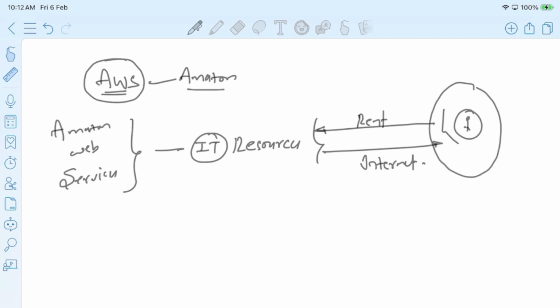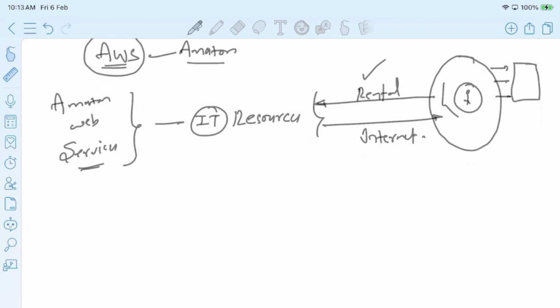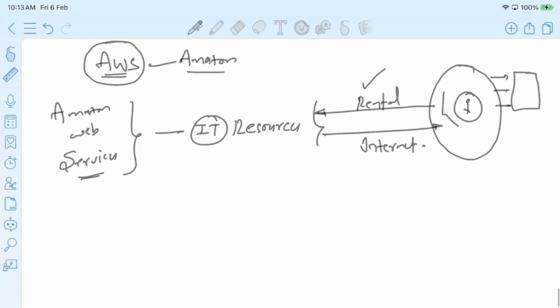Instead of buying these physical hardware, servers, storage, networking, and maintaining these resources, you can simply get them on rental from the cloud computing service provider called AWS. So in simple words, AWS lets companies run their applications without owning the servers, and you pay only for what you use. We are paying only for the resources that we are using. It is a pay as you go model.